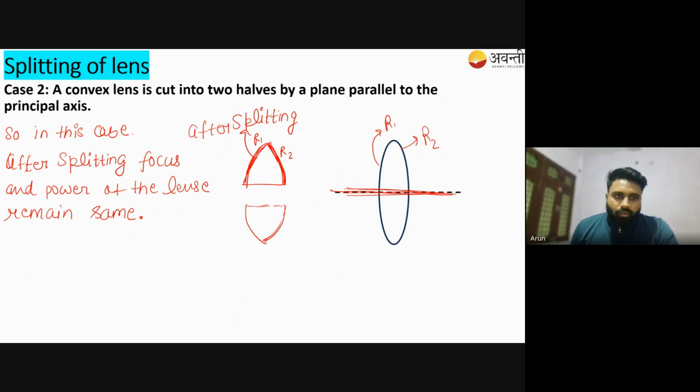Now what if you combine these two small parts, these half parts, like this? This is the combination of lenses.